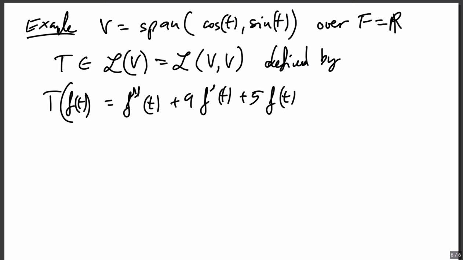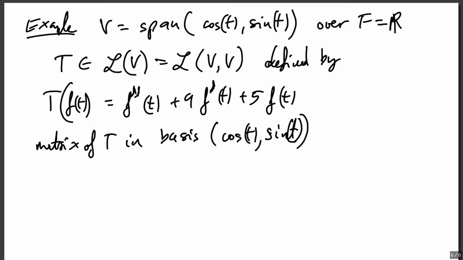We talked about the derivative as a linear operation. Second derivative is also linear, addition is linear, and scalar multiplication is linear. So it's easy to see that this is a linear transformation. And we would like to know the matrix of T in the basis of cosine t, sine t. So again, this is kind of fantastic that we're going to differentiate using just a matrix vector multiplication.